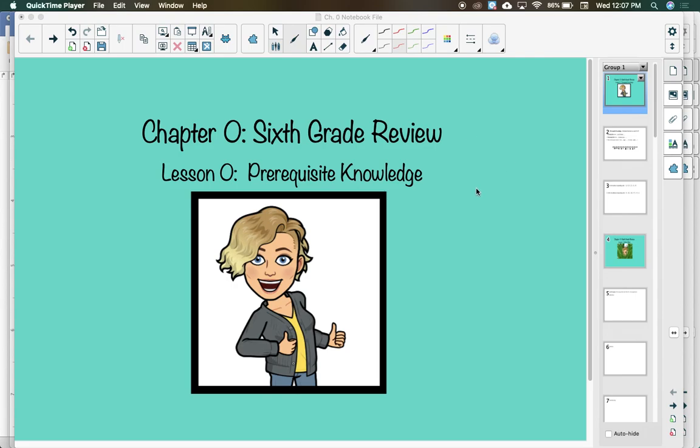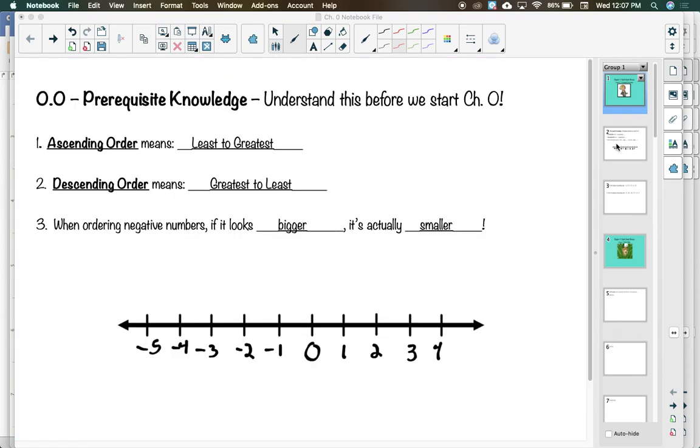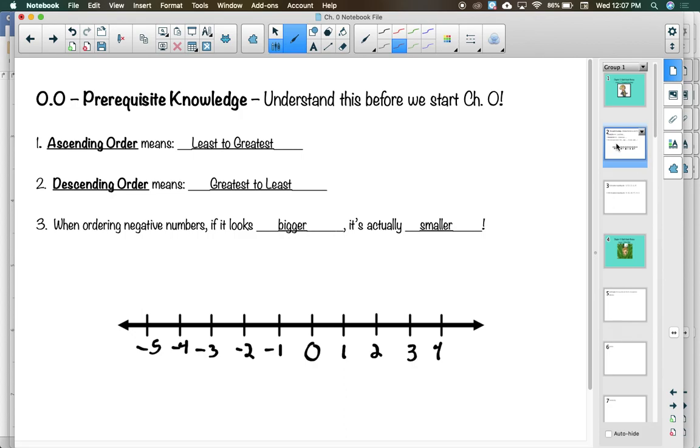Now, quickly, if you have not done the questions for 0.0, pause the video, take 5 minutes, answer all the questions that you can, and then use this video to check your answers, okay? This is just going over the prerequisite skills to get started in Chapter 0. All right? So, we are going to check your answers for 0.0, and the first is, what does ascending order mean?